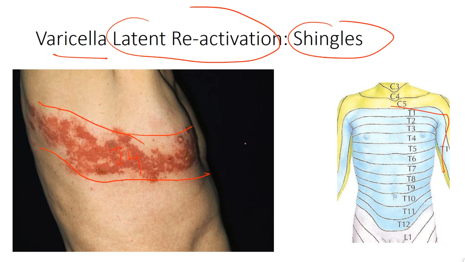And it might ask you, where was it found? Where was it hiding? Why is it reactivating? What's going on? Immunocompromised, really old people, HIV. Those are going to be the ones that you're going to see this reactivate in. Why is it occurring in a dermatome? Because it hangs out in a dermatomal nerve. And so you might think, where is the dermatomal nerve?